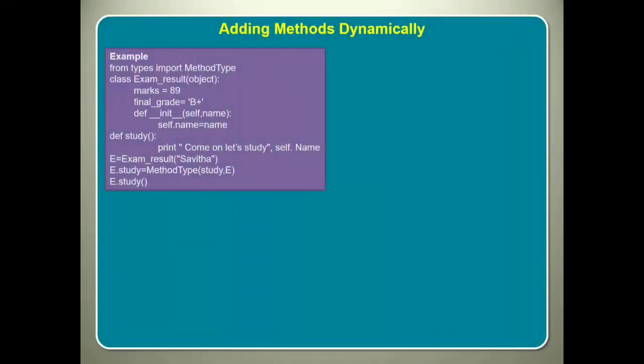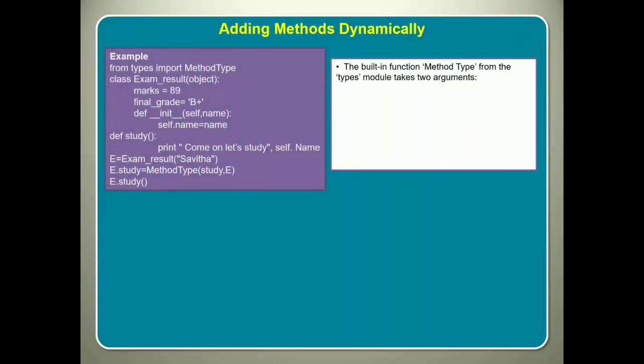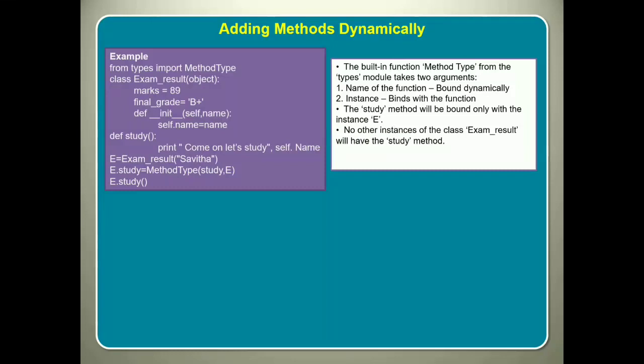In the example we have seen so far, the built-in function MethodType from the types module takes two arguments. First is the name of the function, which has to be bound dynamically, and the second is an instance with which it has to bind the function. In the example, the study method will be bound only with the instance E. No other instances of the class exam_result will have the study method.